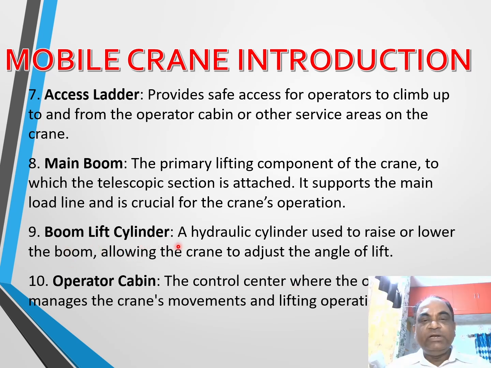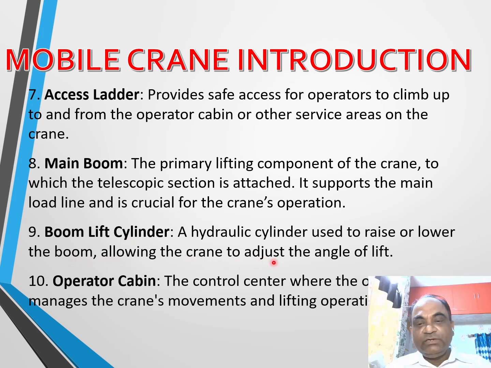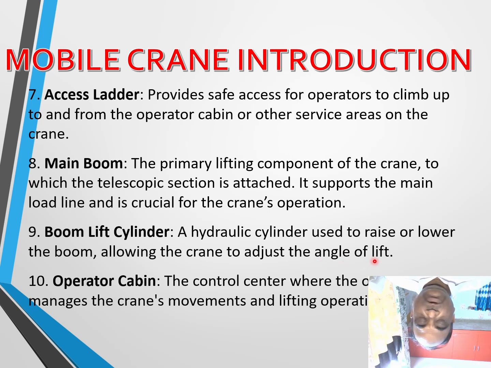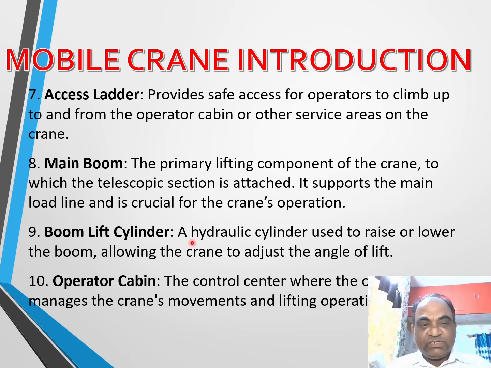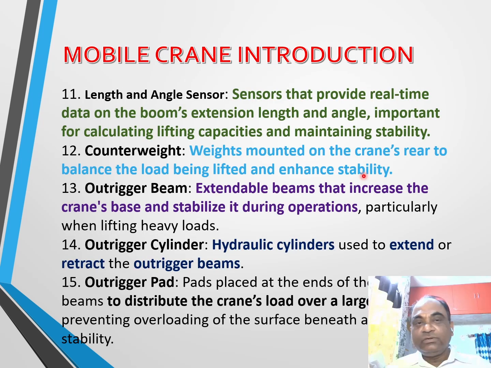Now, boom lift cylinder, a hydraulic cylinder used to raise or lower the boom, allows the crane to adjust the angle of the lift. So the boom lift cylinder is basically for lifting the boom, and the angle of the boom is adjusted using this boom lift cylinder. Operator's cabin, the control center of the entire mobile crane, where the operator manages the crane's movement and lifting operations.